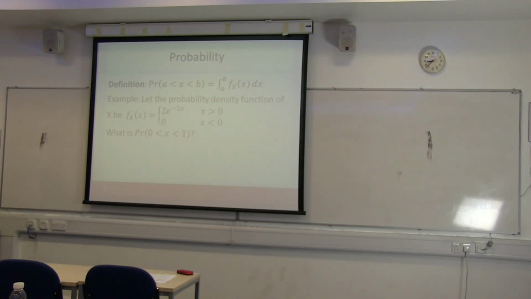Okay, right. So the probability of a specific variable taking values between a and b is the integral of f_X(x) between those two limits. Now, what is f_X(x) in here?